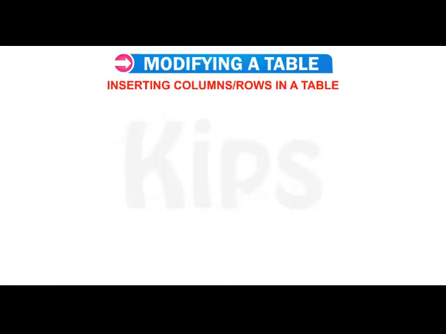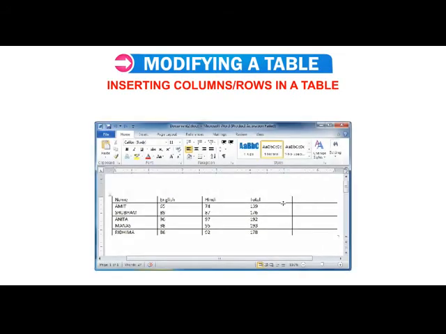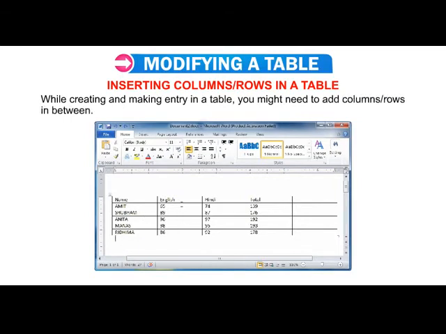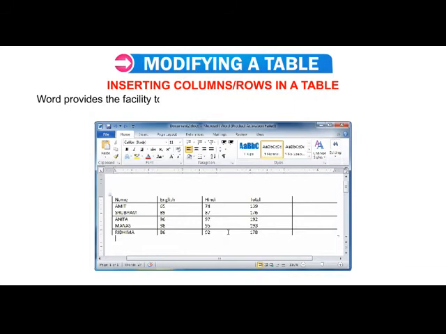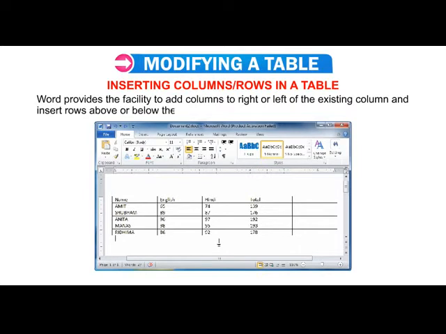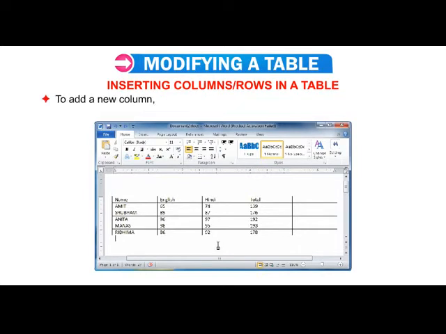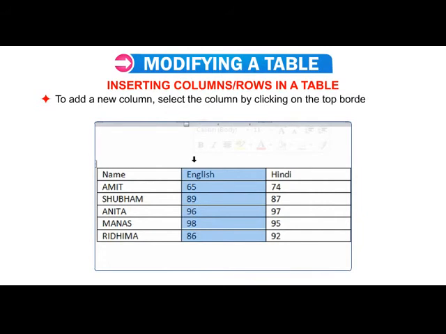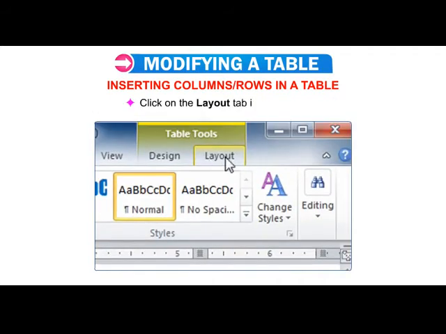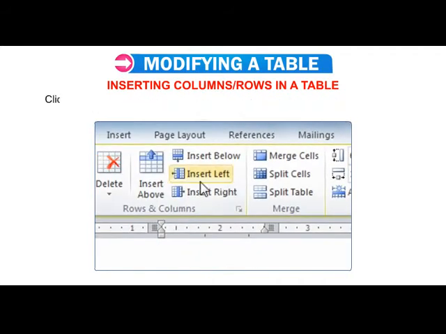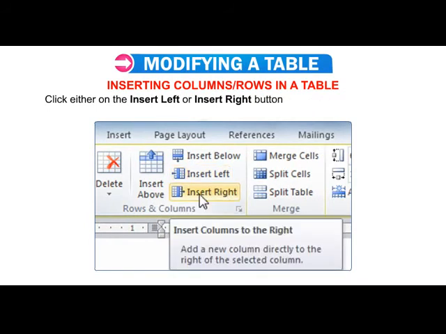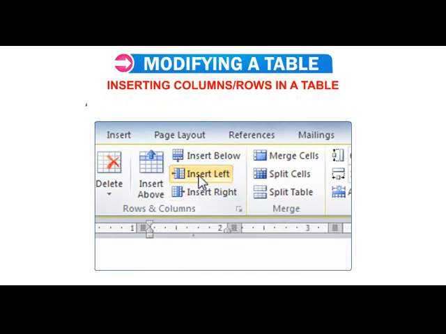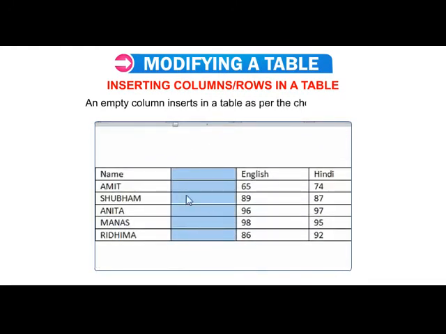Now let us learn how to insert column or rows in a table. While creating and making entry in a table, you might need to add columns or rows in between. Word provides the facility to add columns to right or left of the existing column and insert rows above or below the selected row. To add a new column, select the column by clicking on the top border of it adjacent to which you want to insert a new column. Click on the Layout tab in Table Tools tab. Click either on the Insert Left or Insert Right button in the Rows and Columns group. An empty column inserts in a table as per the chosen option.